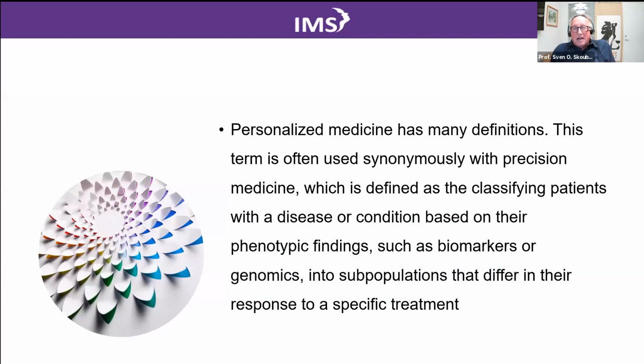So personalized medicine has many definitions. It's often used synonymously with precision medicine, which is defined as classifying a disease or condition based on phenotype findings, such as biomarkers or genomics, and differentiating populations into subpopulations that differ in response to specific treatment. So to translate it into practical medicine, it will enable us to find out which woman will be most suitable for a given contraceptive agent, or which couple will be most suitable for a choice among the different agents available.